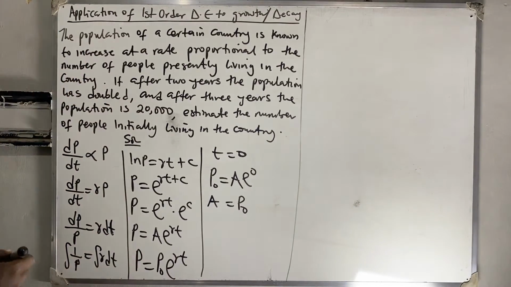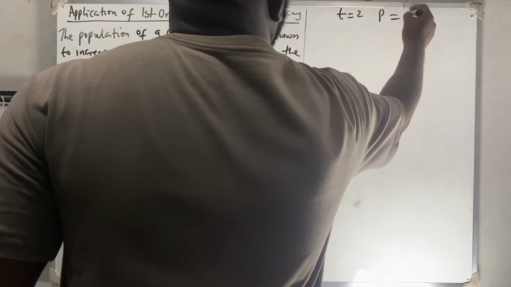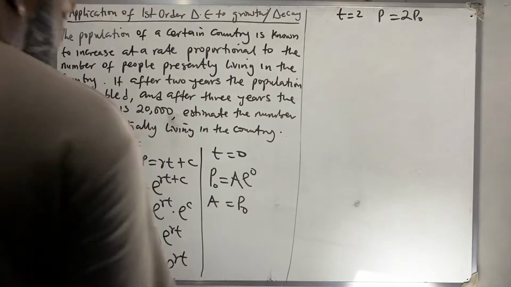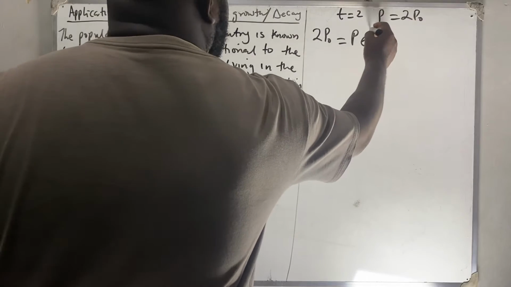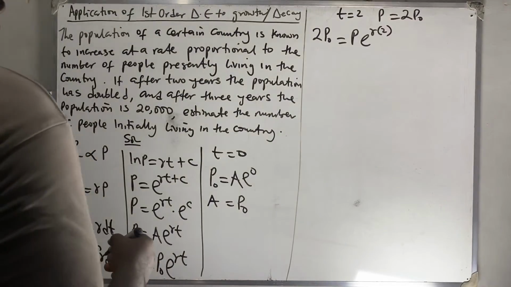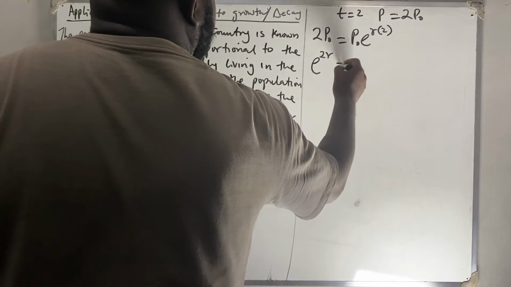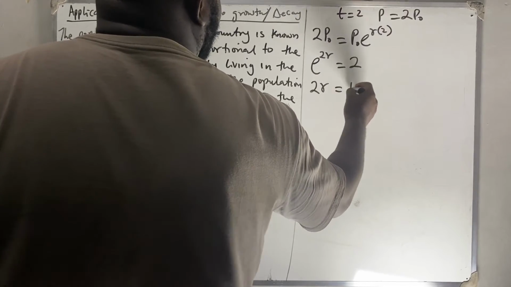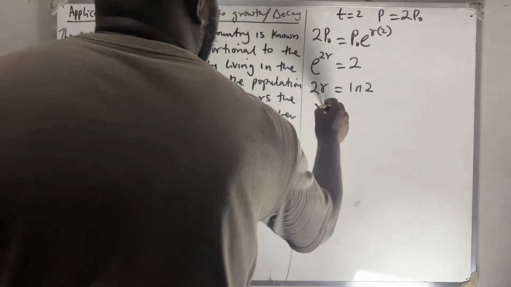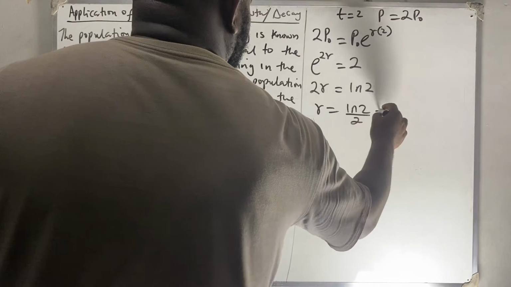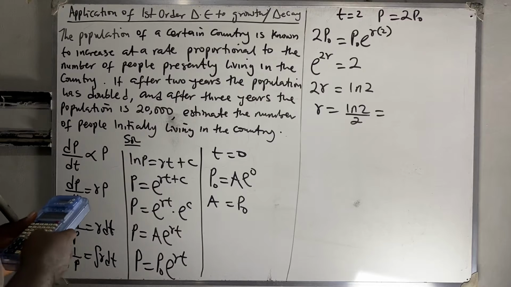Having this, we are told that when t is 2, that is 2 years, P becomes double of P naught. So if I put it in this formula, double of P naught will be equal to P naught exponential R multiplied by T, which is 2. Taking care of P naught, I have e raised to power 2R is equal to 2. So therefore, 2R will be equal to ln 2, because the exponential moving to the other side becomes ln. So my R will be equal to ln 2 divided by 2.